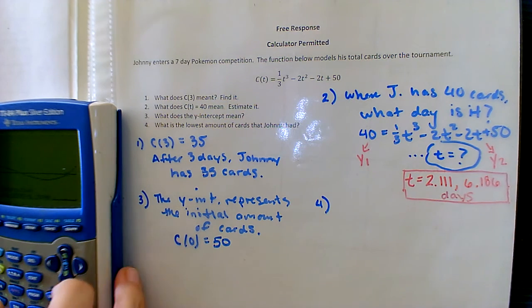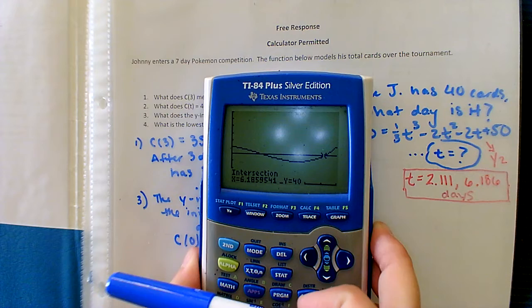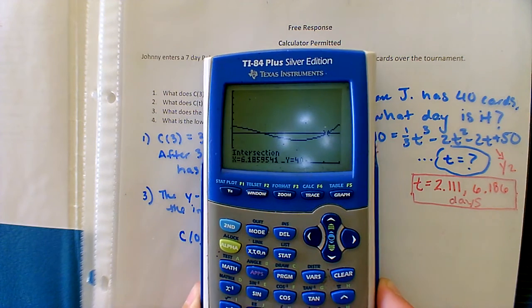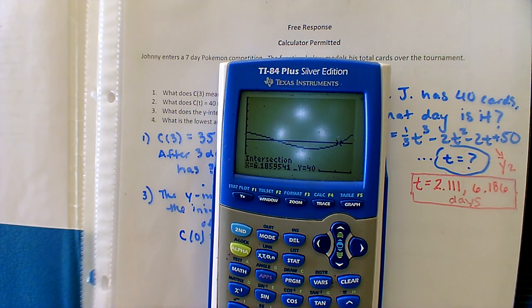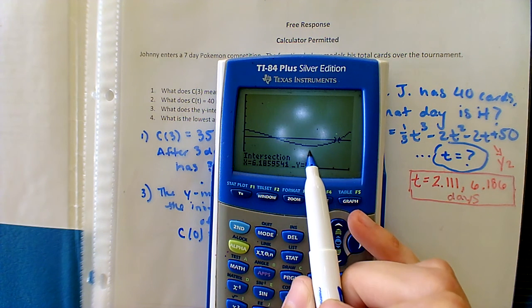All right, let's check out 4. What is the lowest amount of cards that Johnny had? All right, this is another calculator one because we have a picture of it. Can you somehow describe where the lowest amount of cards might be? Can you tell based off of our picture? Harley, I saw your head shake. Go ahead. The lowest point of the y value. Okay, so probably somewhere right there, right?